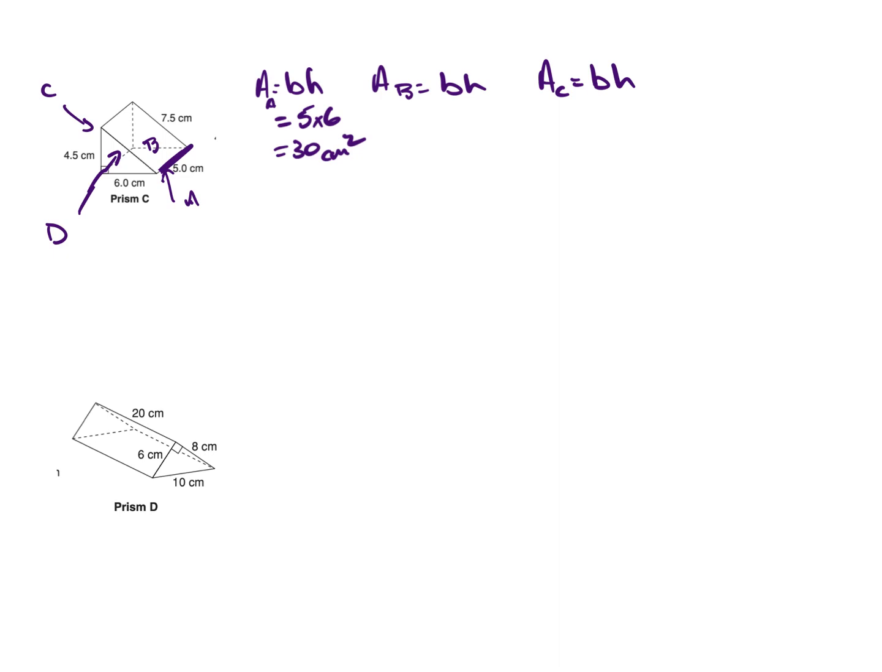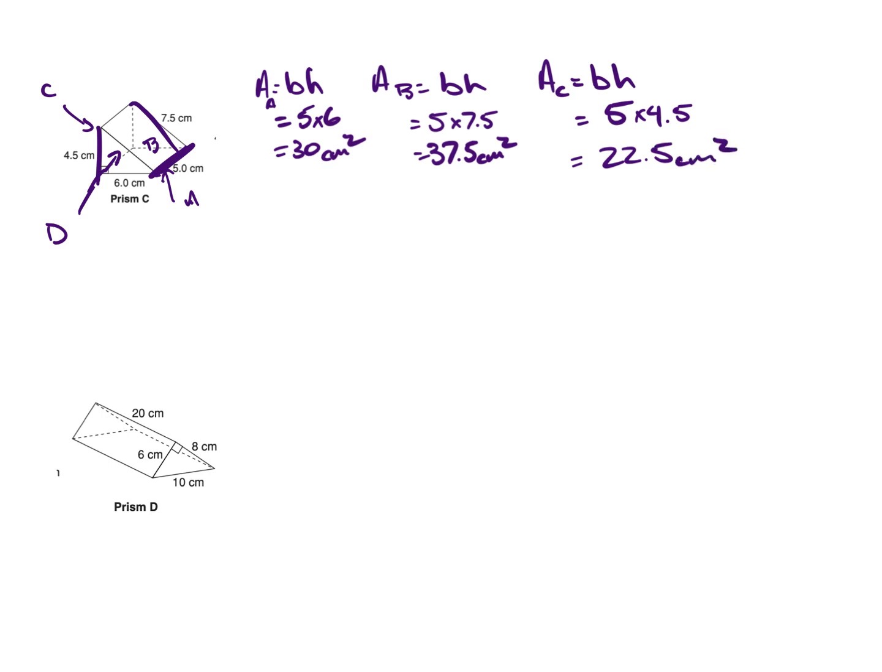Then for B, I've got 5 again, and then it's this hypotenuse, the angle on the right triangle. So it's going to be 7.5. So I got 5 times 7.5. I think that's 37.5, but I'm going to double check in my calculator. I am right, 37.5 centimeters squared. And then my last one is 5 and 4.5. So that one's going to be 22.5 centimeters squared.